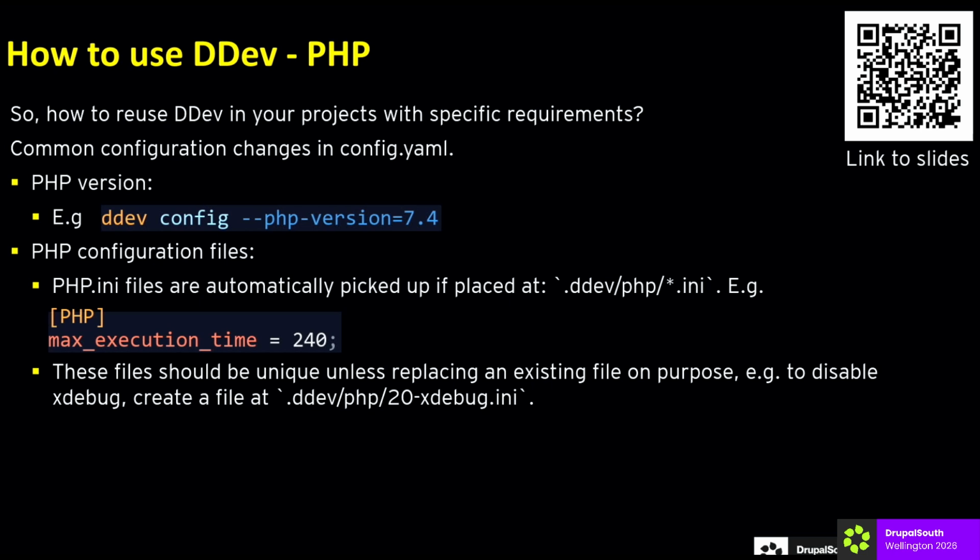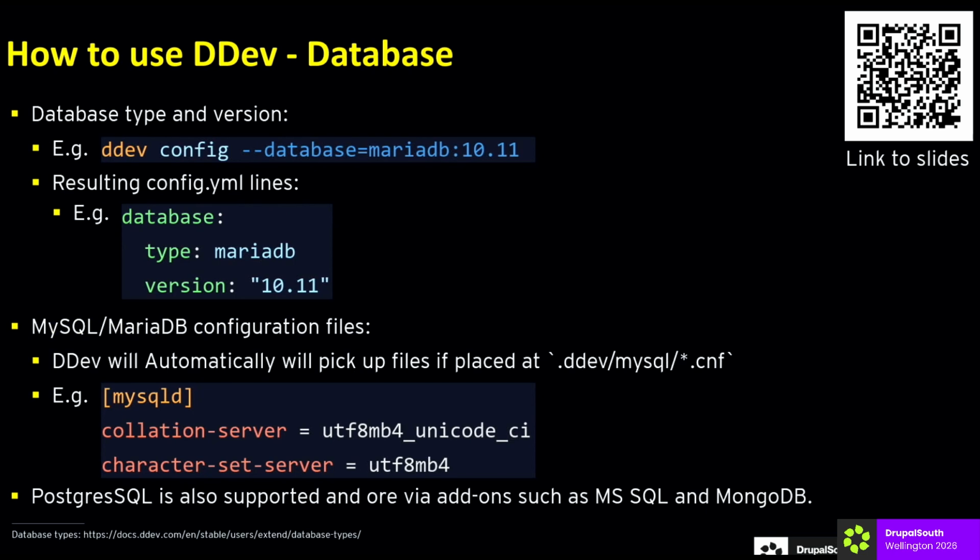You just do --php-version equals whatever. And you can also have the configuration change, like the PHP ini, like the max execution time. And that's basically the .ddev/php/whatever.ini, and it will pick it up. It places it inside the add-ons folder in the container. So you can also use it to replace things on purpose that come out of the box in the containers. So that was PHP.